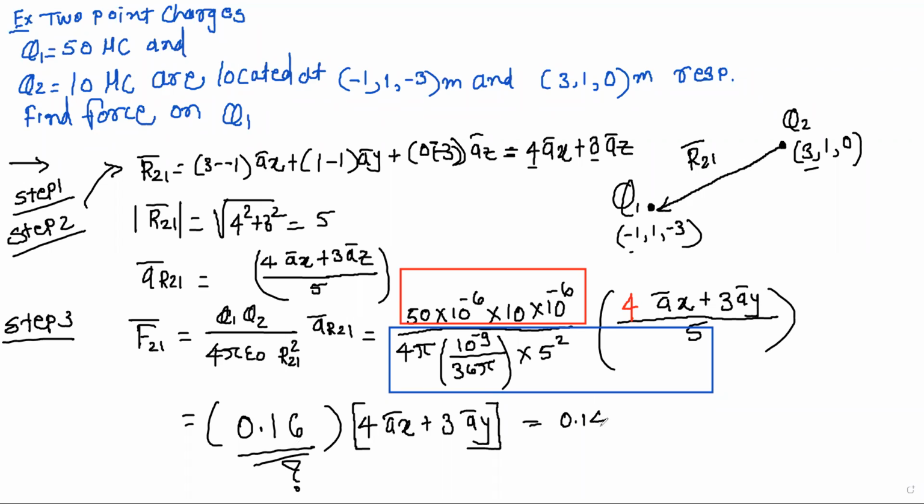0.144 a bar x plus 0.108 a bar z. That has to be a bar z. Why is nobody telling this? This has to be a bar z. Are you getting this answer? Are you getting this answer?